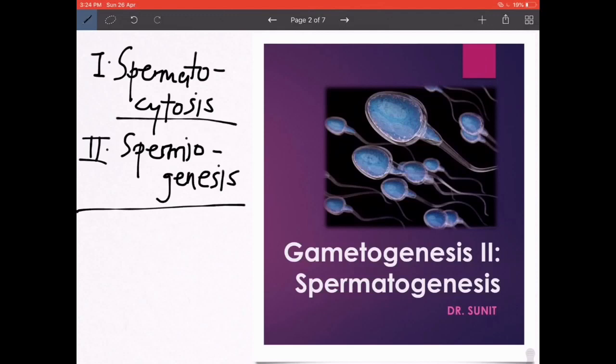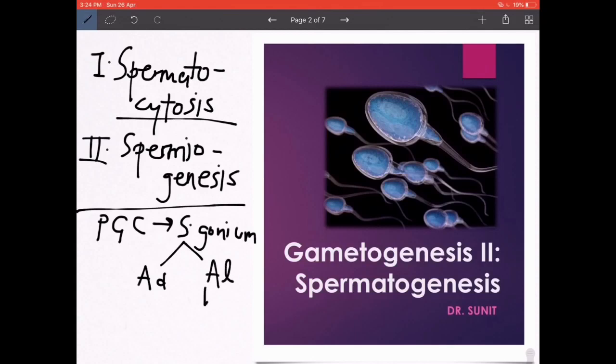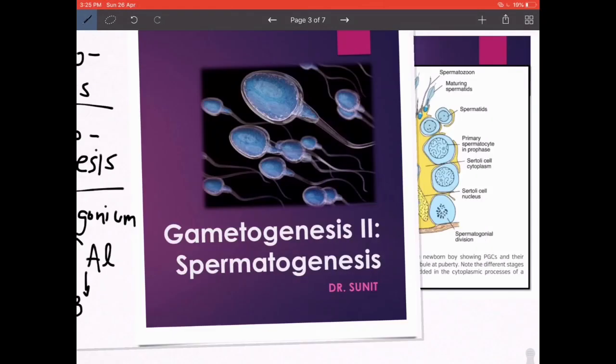So let's have a look at the various stages of spermatocytosis first. In spermatocytosis, at birth you have the primordial germ cell, which by puberty is converted into a spermatogonium. There are various types. There is type A spermatogonium, which is further classified into type A dark and type A light, out of which the type A light further becomes type B spermatogonium, and the type B spermatogonium goes through the further stages of primary spermatocyte, secondary spermatocyte, and spermatid. So let's have a detailed look at the process of spermatocytosis.